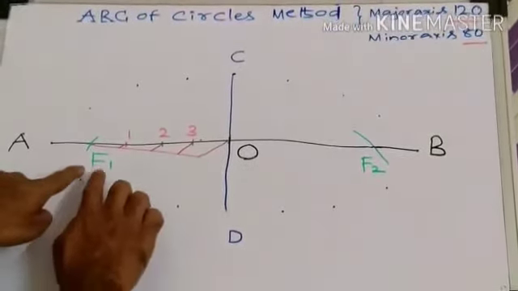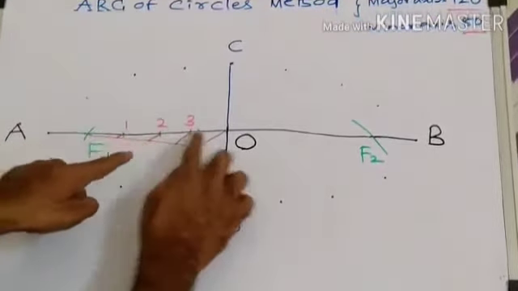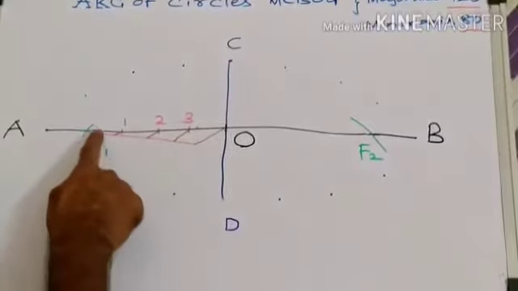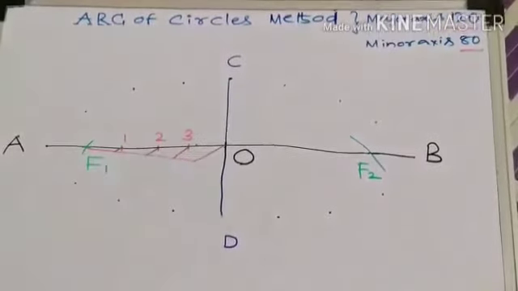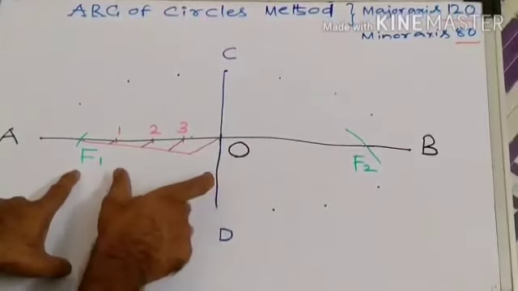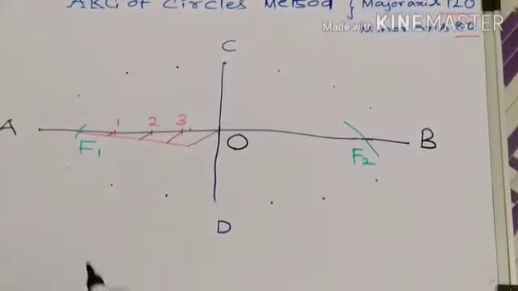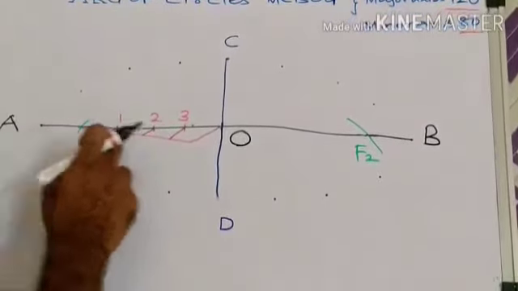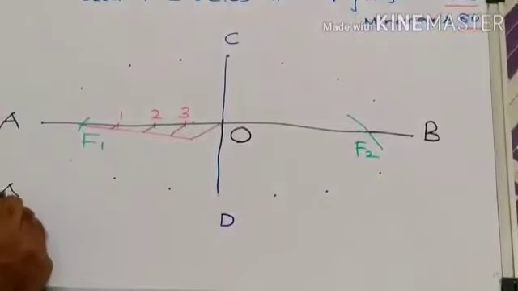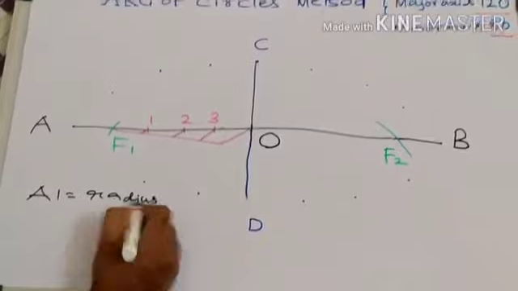Now F1O is divided into 4 equal parts. How many equal parts? 4 equal parts: 1, 2, 3, 4. After getting F1O into equal divisions, the next step is A1 is going to be the radius. I am writing here A1 radius.